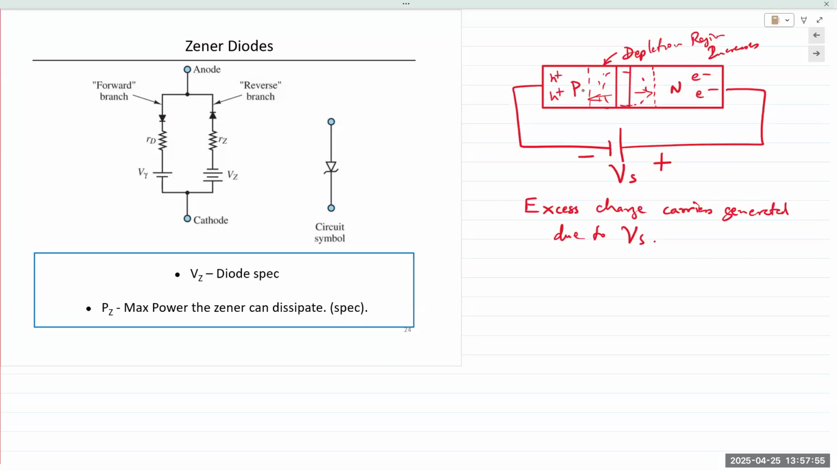One of the properties of this reverse bias action is that the voltage across the device remains very constant. So the voltage remains constant while the current keeps on increasing. So this is one of the most important properties of this kind of diode. So the diodes that are specially formulated to operate in reverse bias are known as Zener diodes. They're specially formulated to operate only in reverse bias.